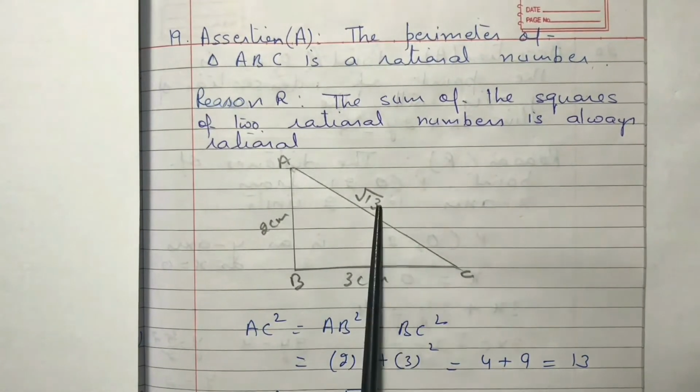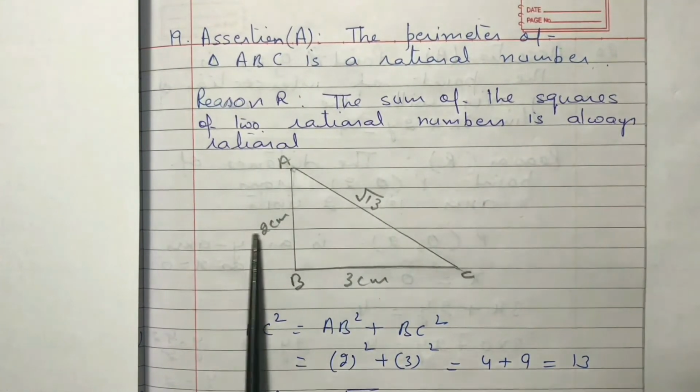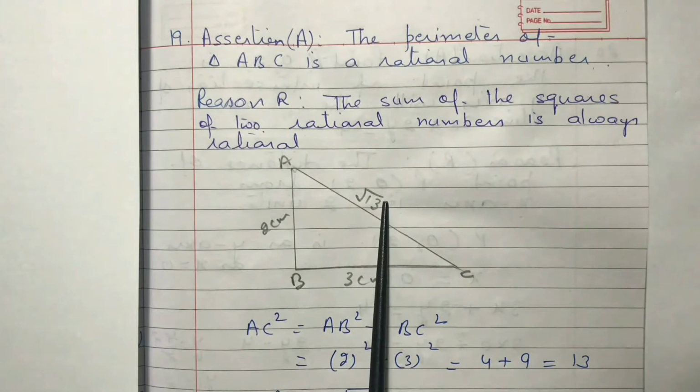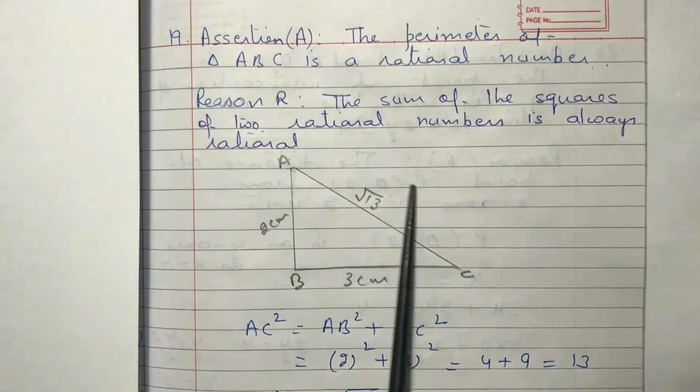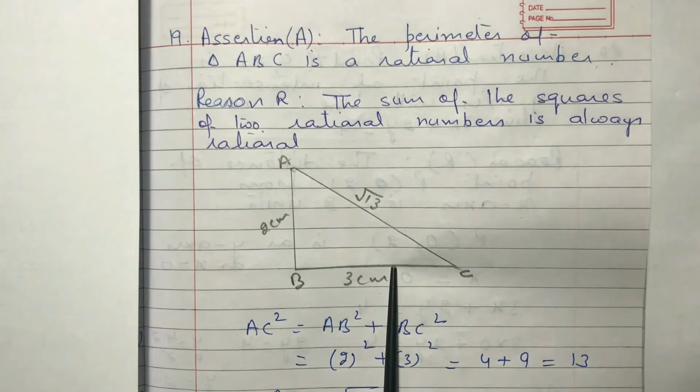Now this AC is root 13. If I find the perimeter of this triangle, this is 2 plus 3 plus root 13. That is 5 plus root 13, and that is an irrational number. So perimeter of triangle ABC is an irrational number.